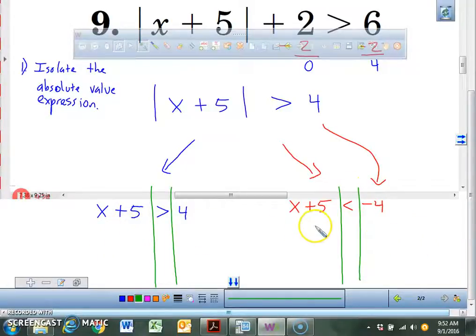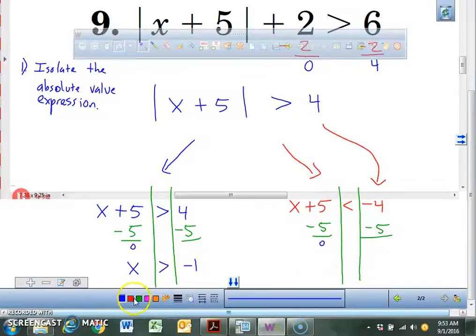But there's one step that goes all the way across. Subtract 5 on all sides. There you go. In one fell swoop, we can eliminate everything that we need to. So x is greater than -1, and then, changing my color here, x is less than -9.